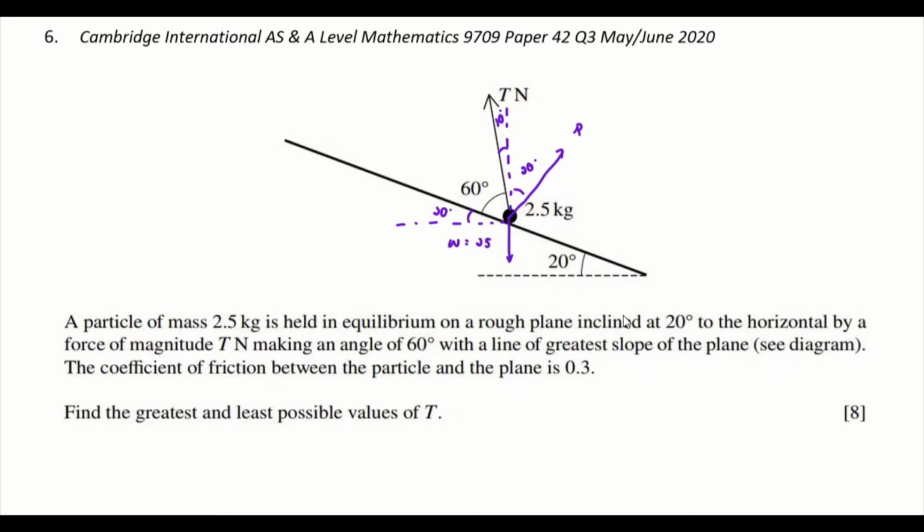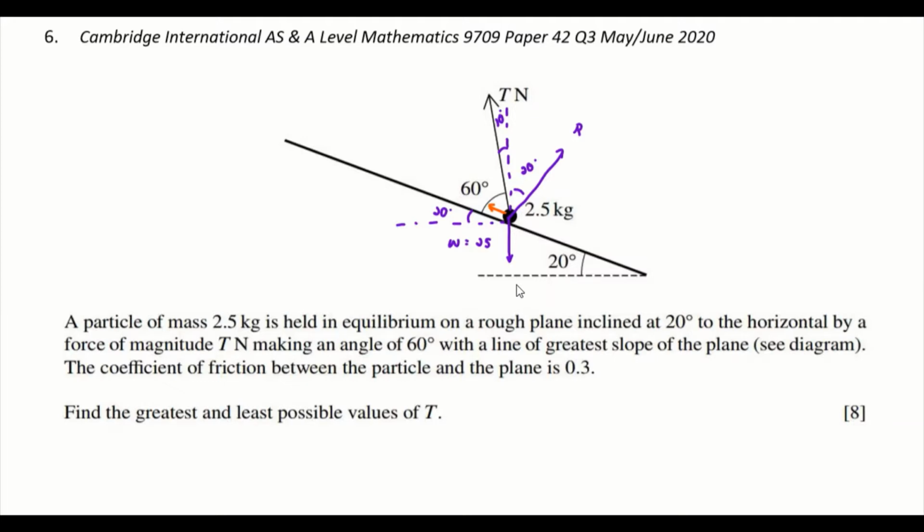All right, now we can look at the friction part, so listen carefully. The first one is we consider the case which gives us the least possible value. The question tells us that the particle is held in equilibrium, so there's no motion. The least possible force that I apply here is trying to prevent this particle from sliding down the slope. So I'm trying to prevent it sliding down the slope, and that's why my friction will be going up.